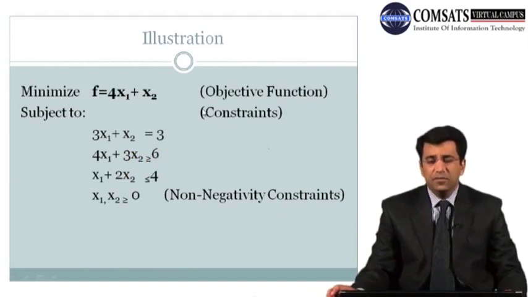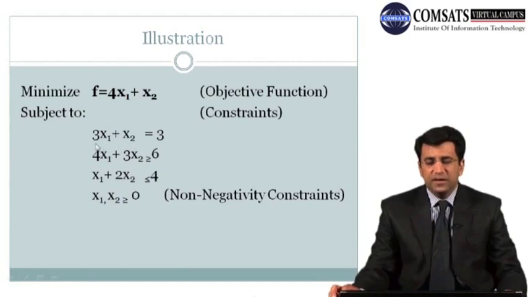Now students, we have the function f is equal to 4x1 plus x2. This is our objective function, and we are interested in the minimization of this function. Suppose that this is the cost function, and of course the operations manager is always interested to minimize the cost. This objective function is subject to different constraints.